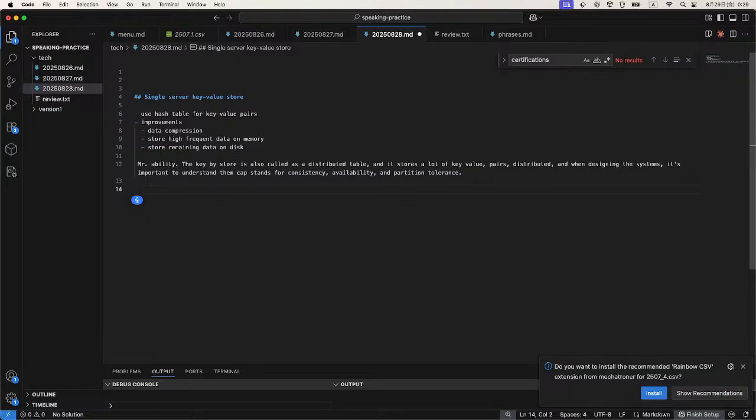The CAP theorem asserts that consistency, availability, and partition tolerance cannot all be met at the same time. So let's define each of them here.